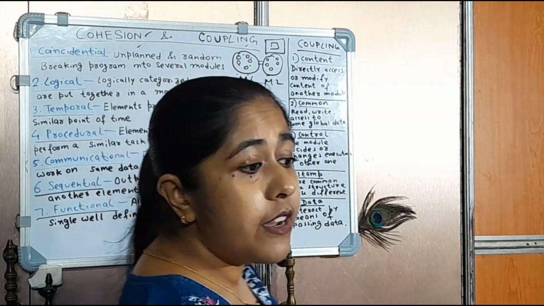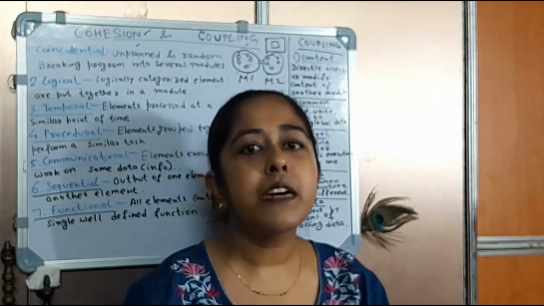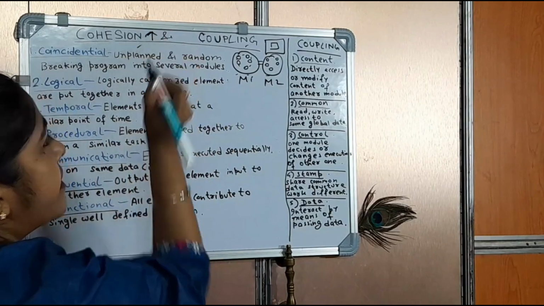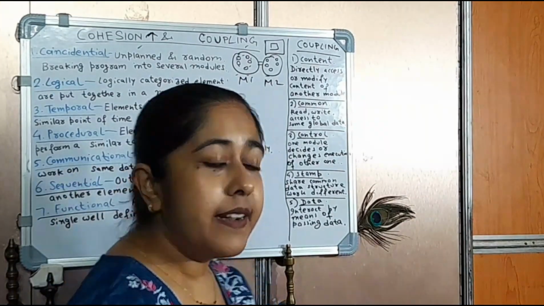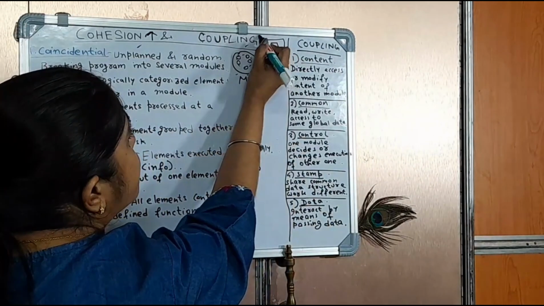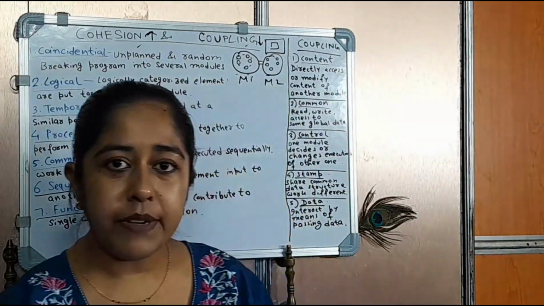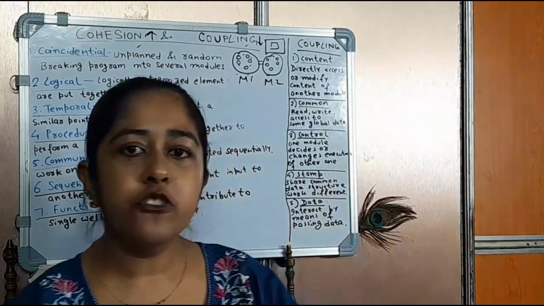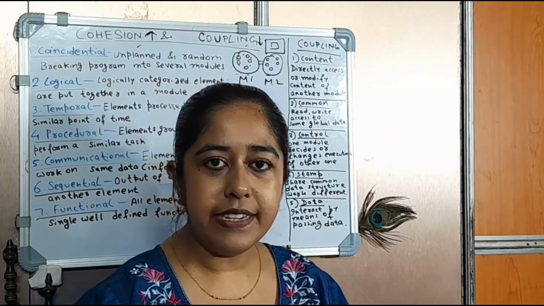Now, for a particular program, what should the cohesion and coupling be? The cohesion should always be high. The higher the cohesion, the better your program will be, and the coupling should be low. For a program design, cohesion should be higher and coupling should be lower. This is the main logic behind cohesion and coupling.